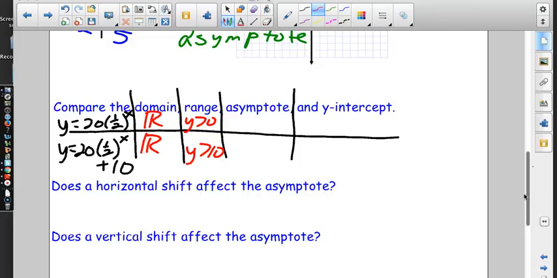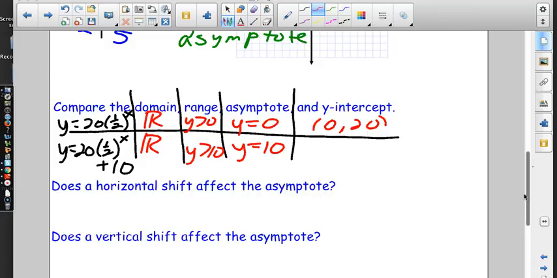So before the shift, what was all of our asymptotes up to this point? 0. Not anymore with this one. What was it? 10. Y-intercept? Well, with this one, it was 0, 20. That fit everything we knew. It was supposed to go through 0, 8.